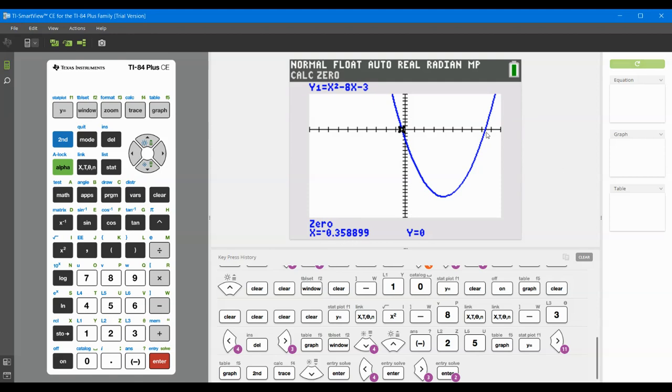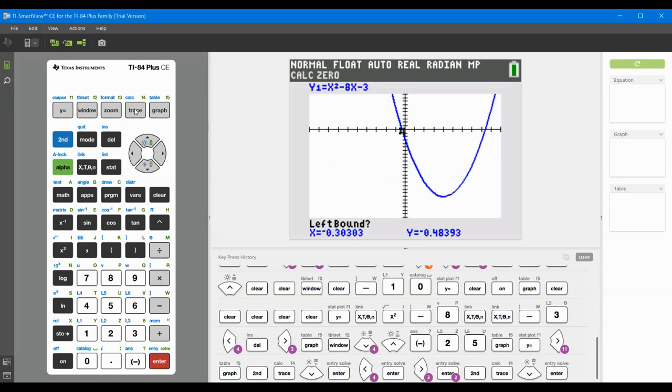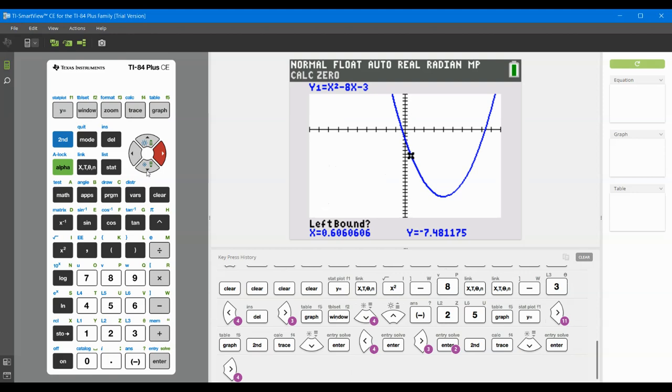Now I want to find the other one, which is over here. So I'm going to do that whole thing again. So I'm going to go into second calc and then go to 0. And I'm using my arrow key, you can see here. I'm going to move that around to the left of where I want the other one. About right there. And the left one here. And then enter again. I can see that my other 0 is at 8.39. So that's how I get my two zeros.